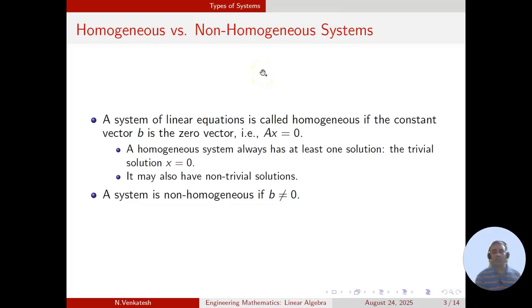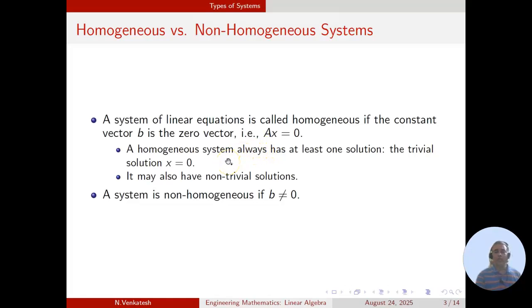If B is a zero vector, then we call that equation a homogeneous system of linear equations. And if B is not equal to 0, then that is a non-homogeneous system of linear equations. Now, if you simply substitute x as 0, it satisfies that equation. So a homogeneous system of equations has at least one solution, that is the trivial solution, and there might be some non-trivial solutions depending on what A is.